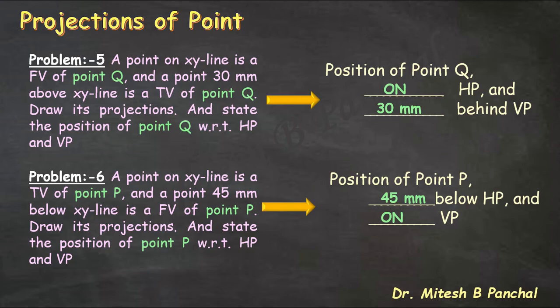Here the important thing is that you have to remember the 3 points. First one is related to projections. That is projection on VP is front view, projection on HP is top view. Second point is related to dimension. That is dimension with respect to HP is visible in front view. Dimension with respect to VP is visible in top view. And third point is that for a point, its projection front view and top view are on same vertical projector.